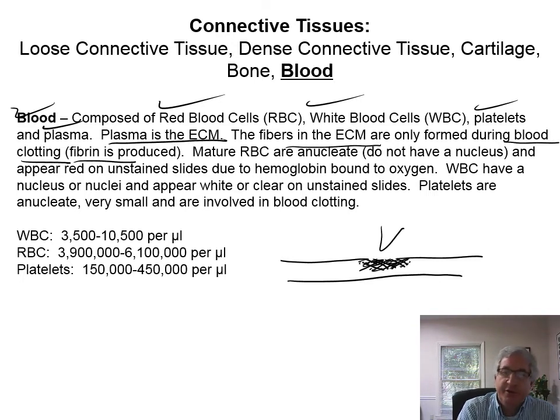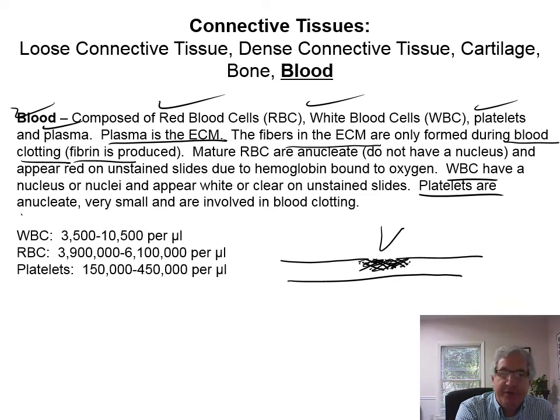So fibrin is produced. One interesting thing about red blood cells is that when they're mature, they don't have a nucleus. They're anucleate. They appear red on unstained slides because they have oxygen bound to hemoglobin. White blood cells do have a nucleus, and they appear white or clear on unstained slides, so it's really easy to tell red blood cells from white blood cells. Platelets are anucleate. They're actually little pieces of cells, very small, and involved in blood clotting.